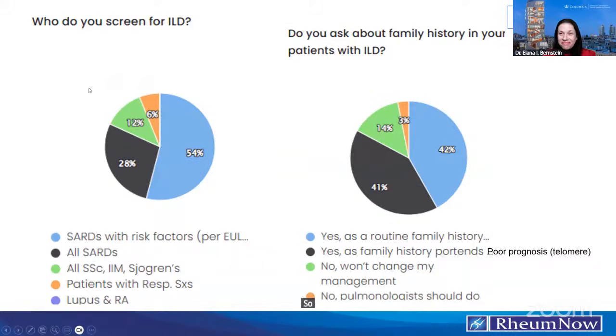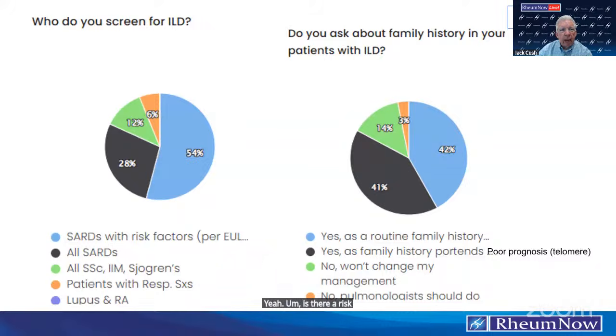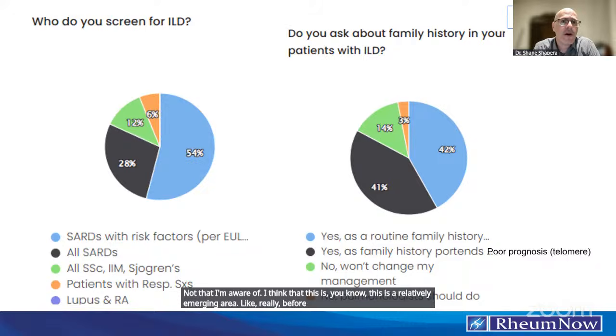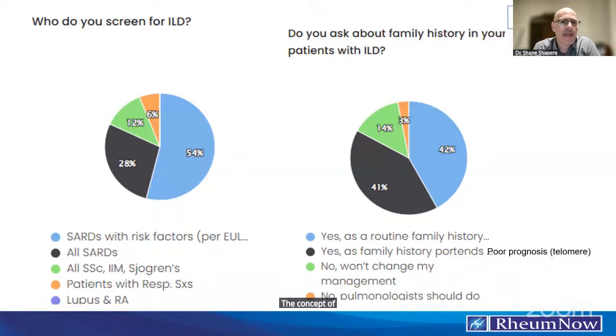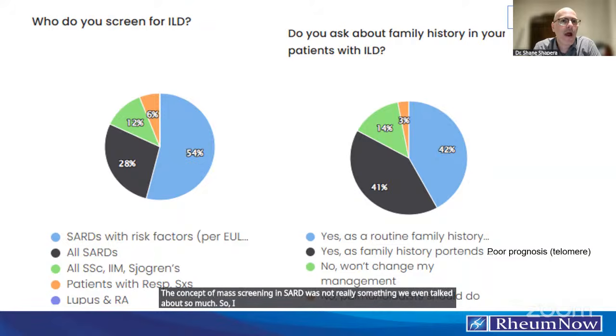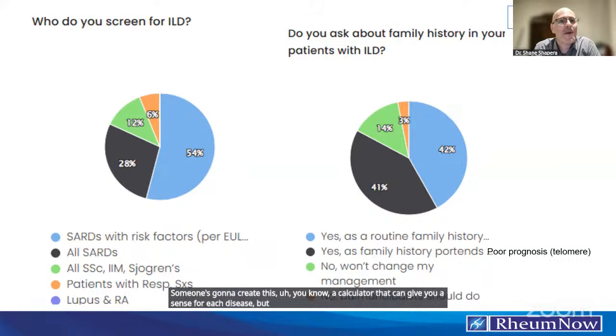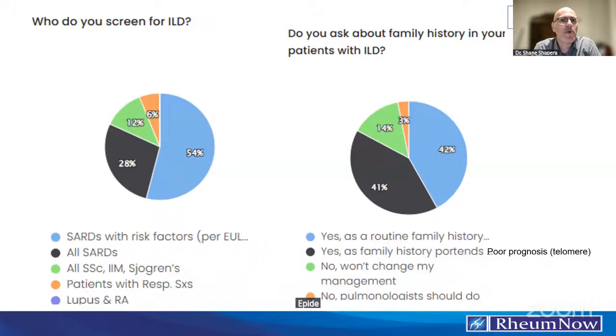Is there a risk calculator for ILD risk out there? Not that I'm aware of. I think that this is a relatively emerging area. Really, before the ACR and EULAR guidelines, the concept of mass screening in SARD was not really something we even talked about so much. I suspect that's going to come. Someone's going to create a calculator that can give you a sense for each disease, but not currently. I think we need a lot more epidemiologic data before papers come out that give us meaningful data.